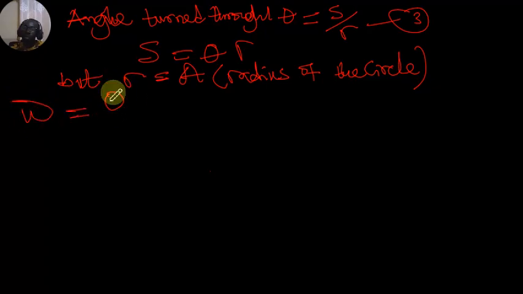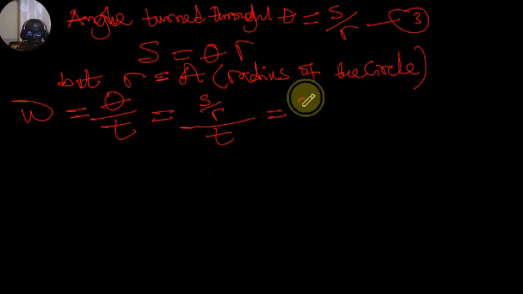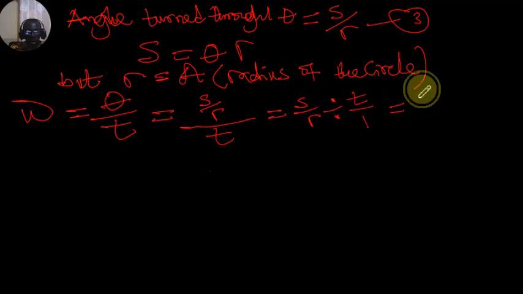Angle turned through by a body over the time taken. And therefore from this part we have the value for angle turned through by a body to be x over r in equation 3. So instead of theta here, put that value, x over r, everything divided by what? Time. So what do we have next? This will give us x over r divided by t over 1, which will make it x over r times 1 over t.